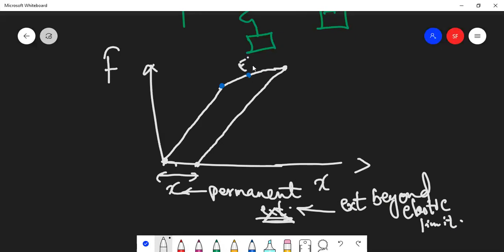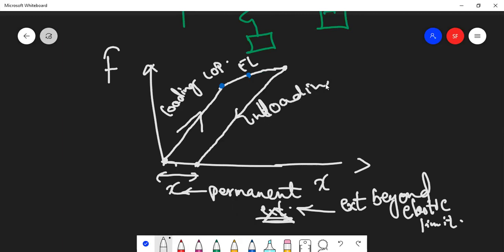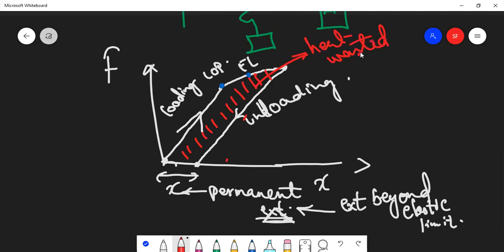This is the elastic limit, this is the limit of proportionality, and this, okay, the upward graph is called the loading graph, and the downward graph is called the unloading graph. Okay, unloading. And the area which is in between these two graphs, this one, is actually representing the heat energy which is wasted, due to which this spring became permanently deformed.